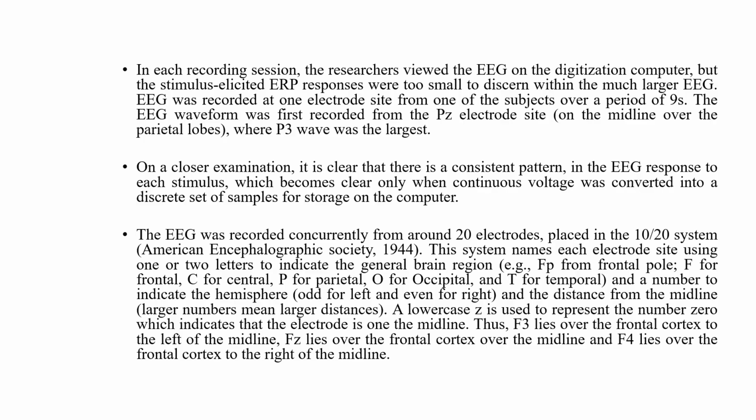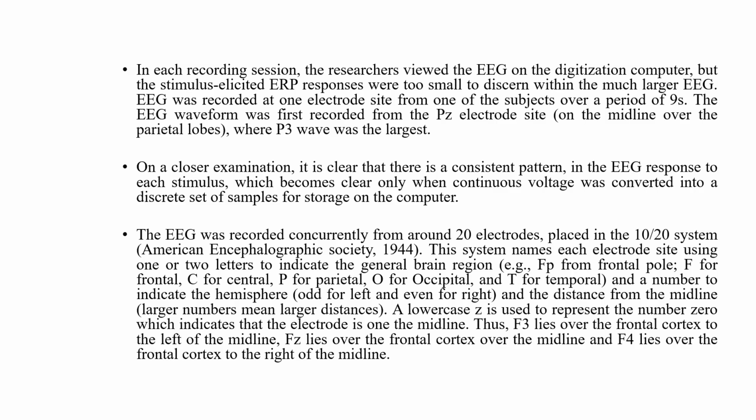Now, the EEG was being recorded concurrently from about 20 electrodes placed in the 10-20 system according to the protocol set by the American Encephalographic Society, and the system names each electrode using one or two letters to indicate the general brain region. Say, for example, FP for frontal pole, F for frontal, C for central, P for parietal, O for occipital, and T for temporal. So, this is basically how the names of these electrodes are kept, and a number to indicate the hemisphere and the distance from the midline.